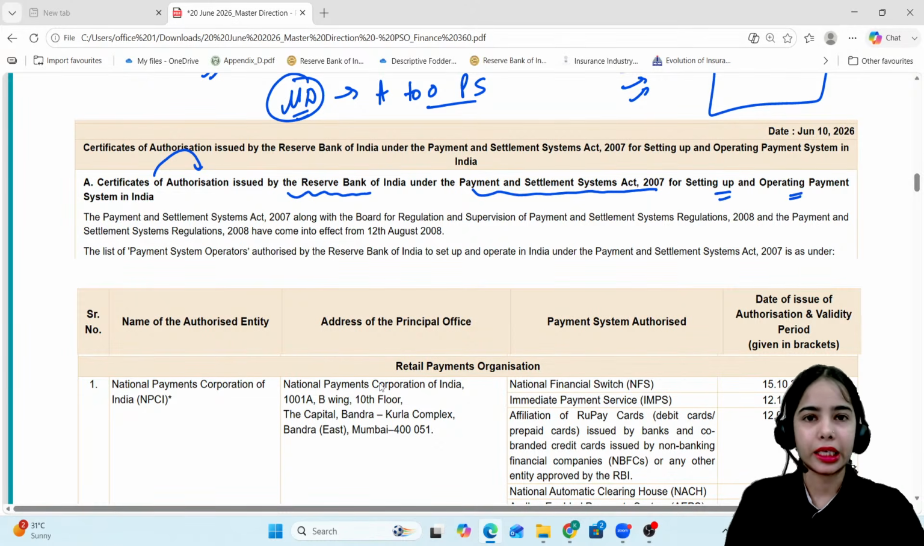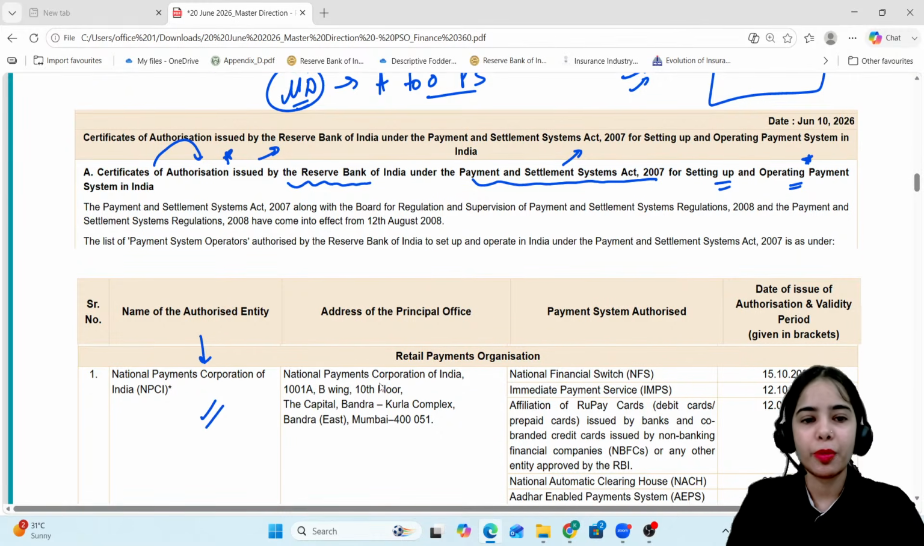So, if any entity, let's say NPCI, also wants to release a new payment system, the RBI provides the certificate of authorization to the entity under the Payment and Settlement System Act for setting up and operating the payment system in India. So NPCI has that authorization. So, name of the authorized entity.